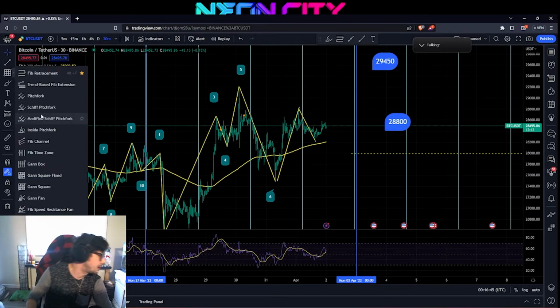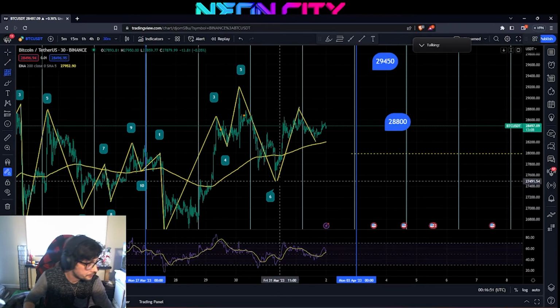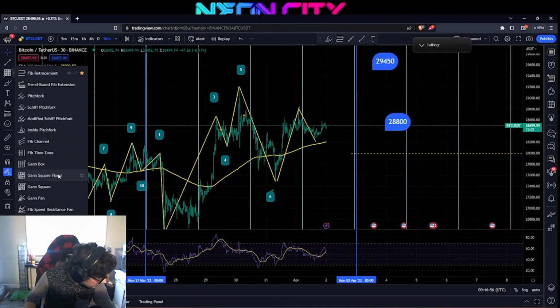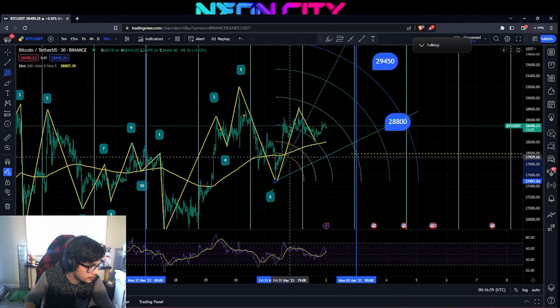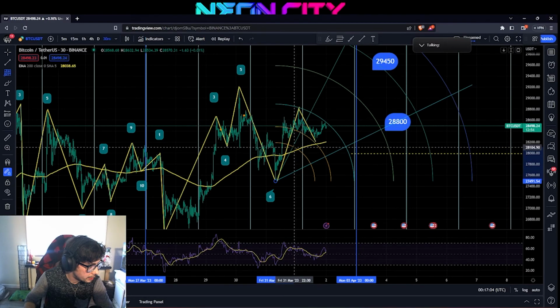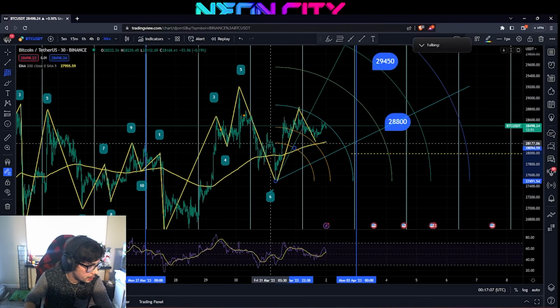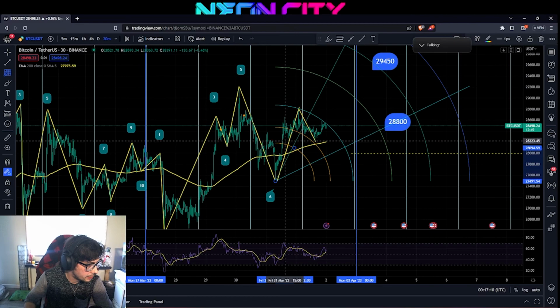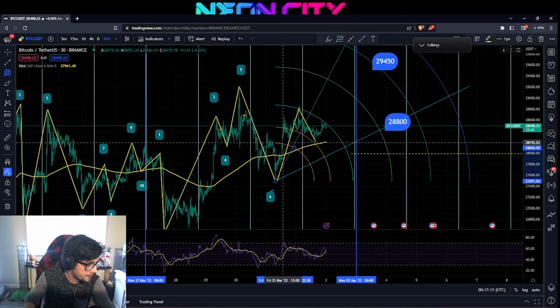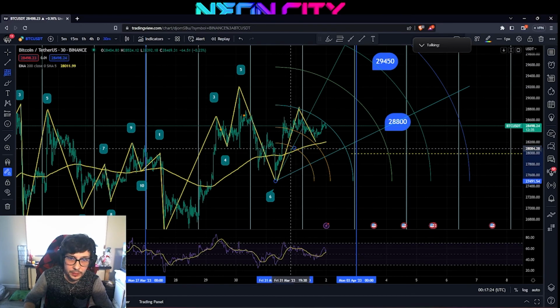So if you take the Gann fan, Gann square. Oops, sorry. Gann square fixed. As soon as you're out of that, you see how it's respecting the Gann fan? As soon as you're out of that kill zone, it's safe to enter. I entered here. I liked a little bit more risk, but to be on the safe side, this kill zone works the best right here.